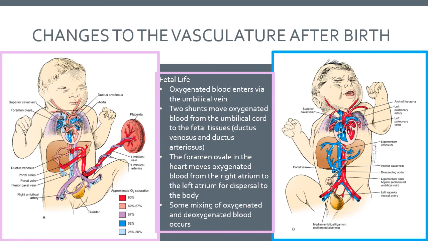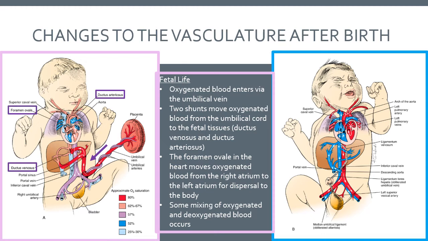But at any rate, during fetal life, oxygenated blood flows in through the umbilical vein. So that's shown here. The oxygenated blood is flowing in through the umbilical vein. Again, it's a vein because it's flowing towards the heart. There are two shunts that move oxygenated blood from the umbilical cord to the fetal tissues. And they're in two different places. There's the ductus venosus, and the ductus arteriosus. Both of these are involved in getting oxygenated blood to the tissues, in a system that's really designed for all the oxygenated blood to come from the heart.